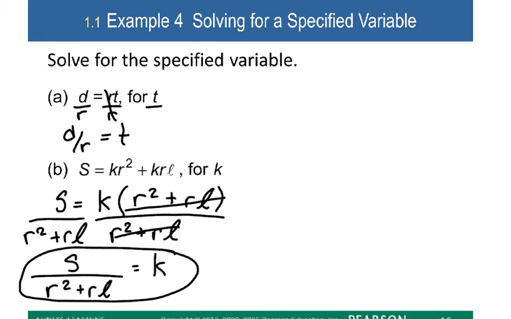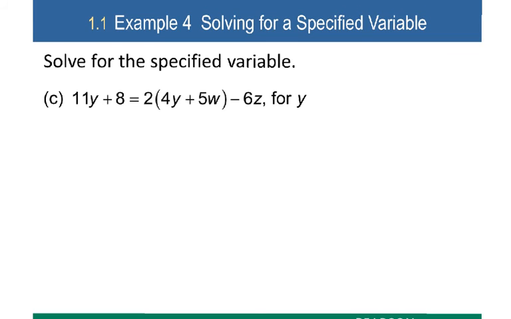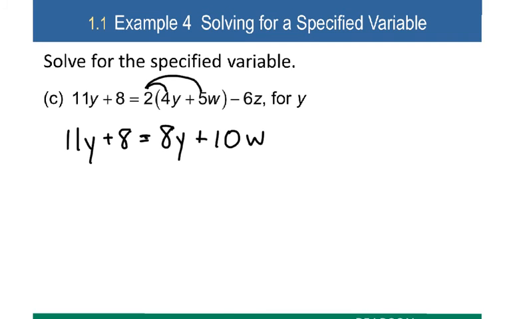Last example for this type of solving for specified variables is this right here. Just like all other equations, our first step was to distribute, use our distributive property. So let's do it first. And then we'll look at what we are solving for. So we have 8y plus 10w minus 6z. We're solving for y here.